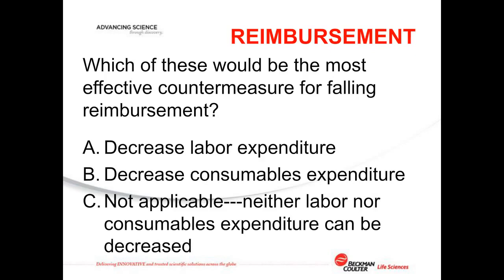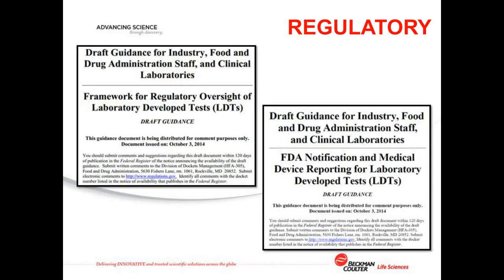Okay, so we're going to move on to regulatory. Now, for those of you in the audience who are not currently in the United States, you may not be aware of what's going on in the FDA. In October of 2014, the FDA issued a guidance. There's actually two guidances around this, but it has to do with what's called laboratory developed tests.